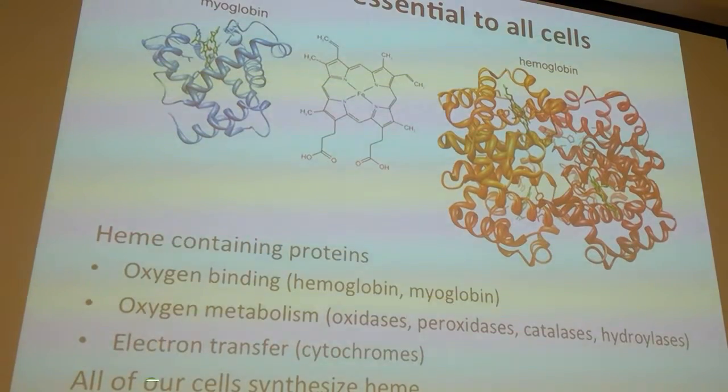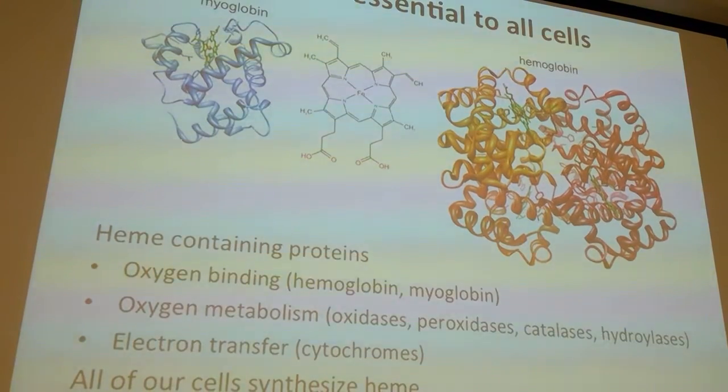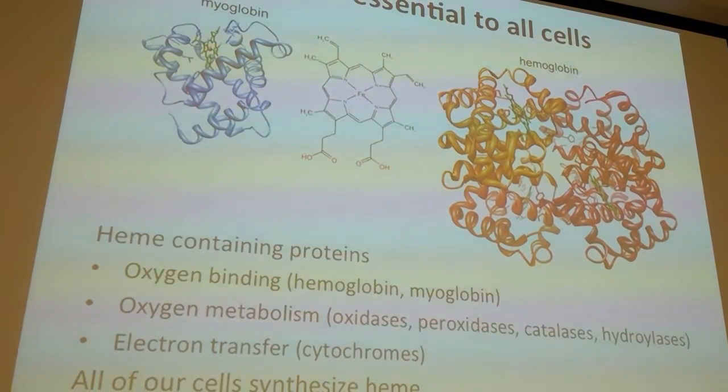And so all of our cells have the ability to synthesize heme. There are a lot of proteins that need heme in order to function. However, there are some cells that can't. There are a few exceptions, such as mature erythrocytes. But the precursor cells to erythrocytes synthesize a ton of heme in the presence of hemoglobin and really pack it into these mature erythrocytes. We'll talk about these cells and why they're unique towards the end of the lecture.